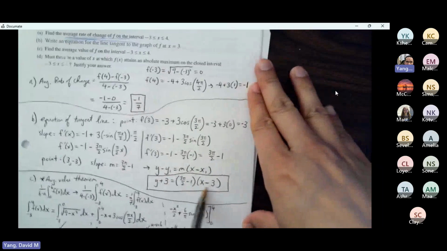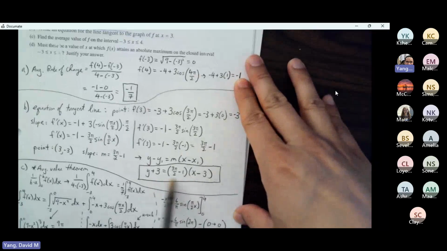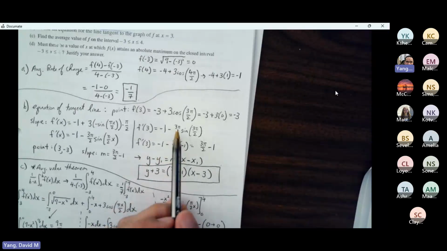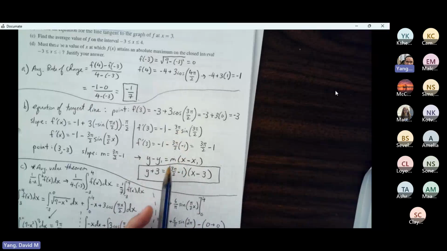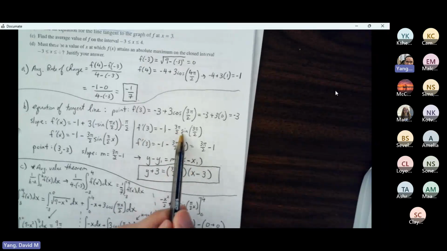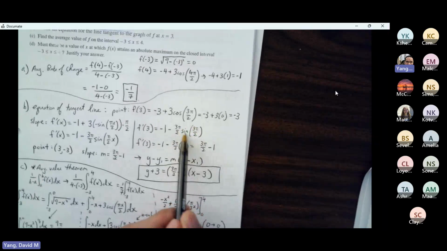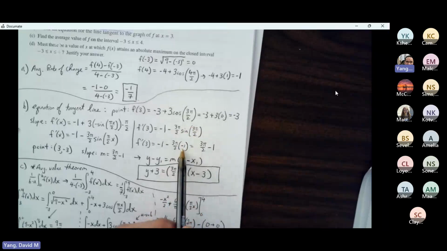No need to clean anything up. Once you have it in point slope form, leave it alone. This is good enough to earn full credit. Remember, in a non-calculator section, once you get to something that is equivalent to the final answer, you don't have to clean up. But the only thing you do have to do is make sure that you don't have any trig unresolved in your final answer. So if you're leaving this sine of three pi over two in your final answer, you may lose a point because you need to resolve this to at least show a negative one.